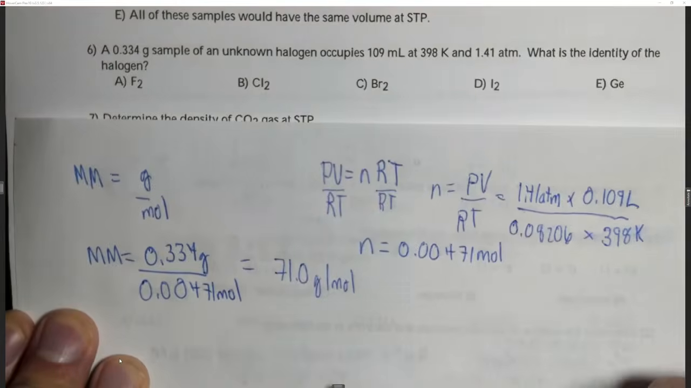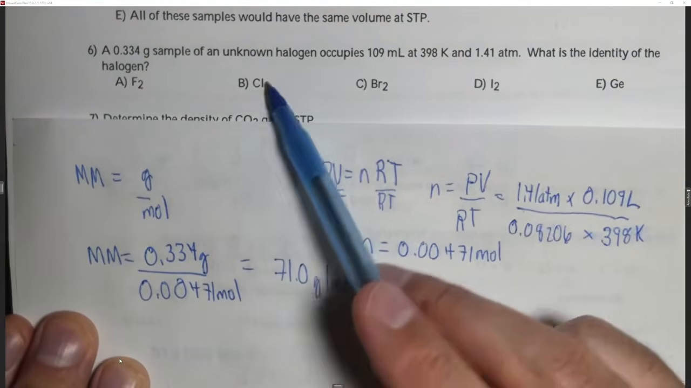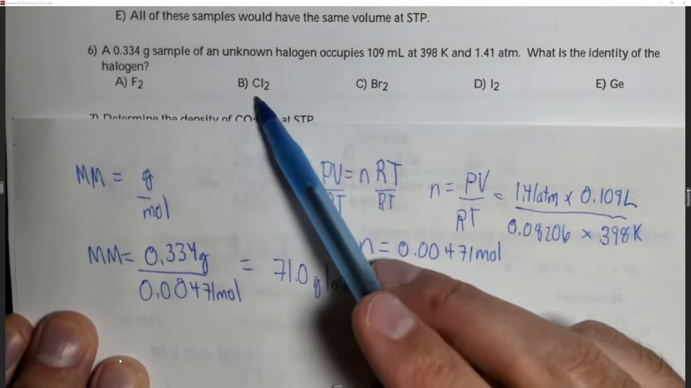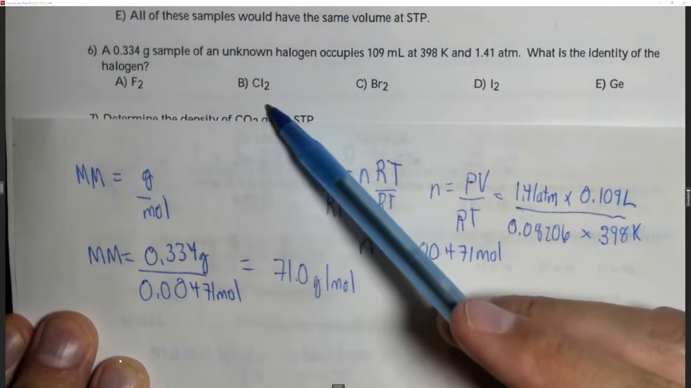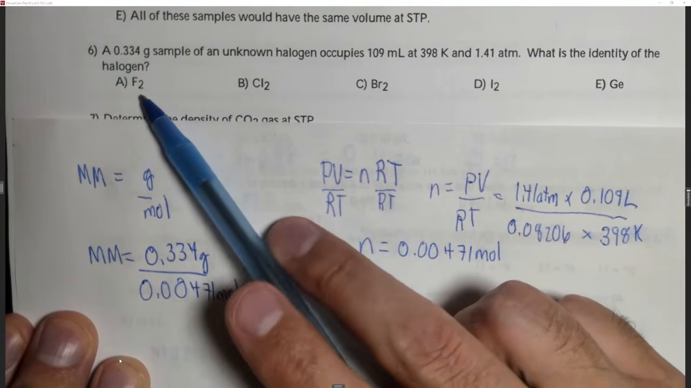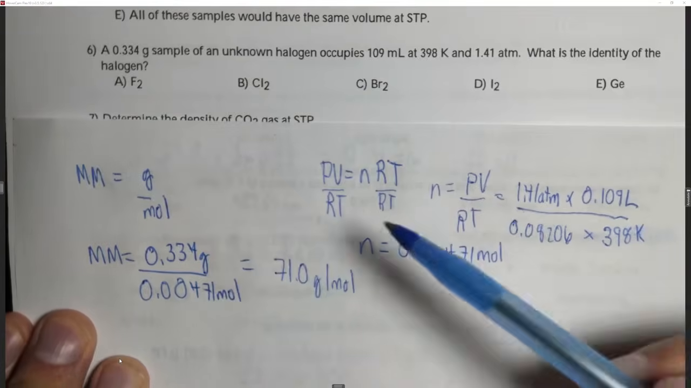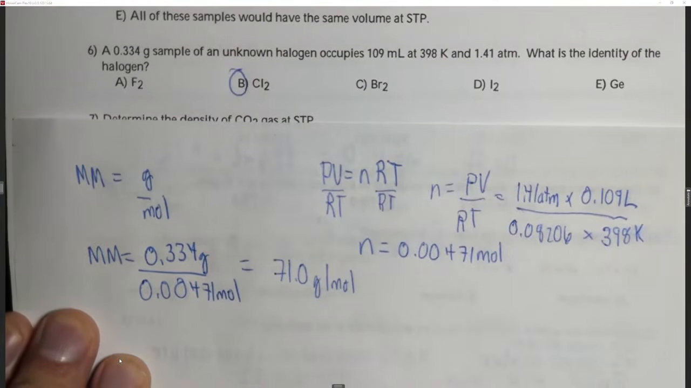Well, which diatomic halogen has a molar mass of 71 or close to it? Well, each chlorine is 35.45. When you do that together, you get 70.9, which is very close to 71. Fluorine is 19, so you would get 38 as its molar mass. Okay, so the answer here is Cl2.